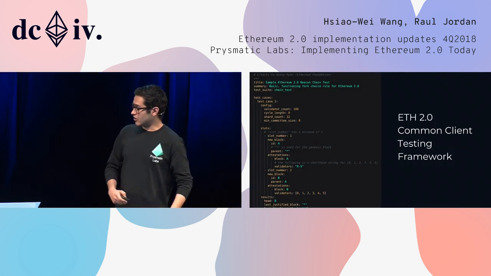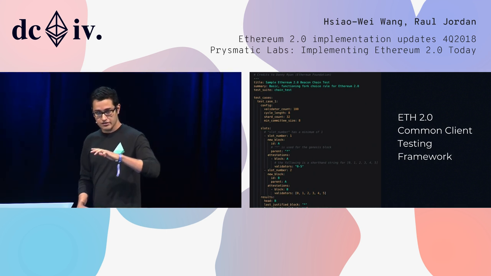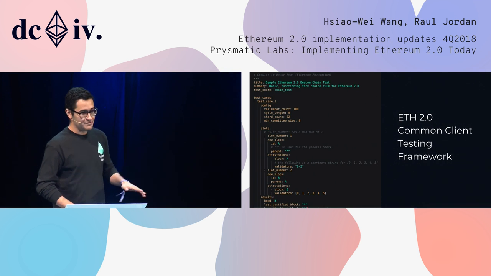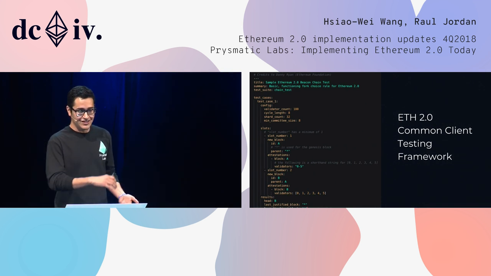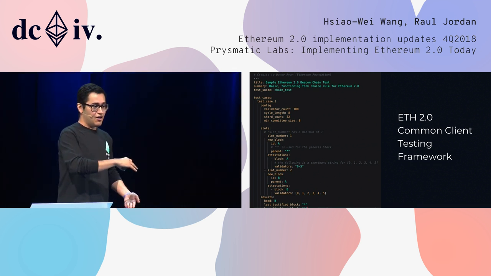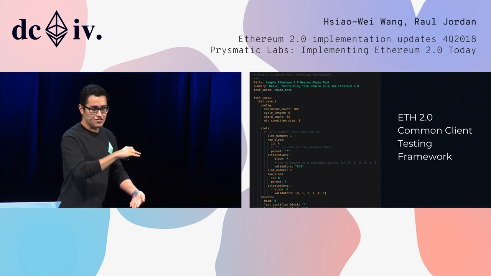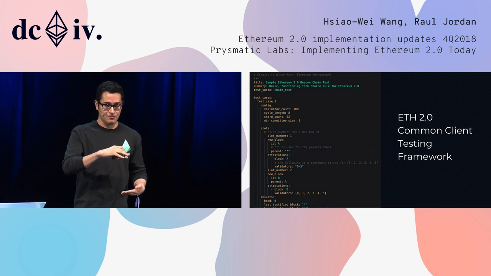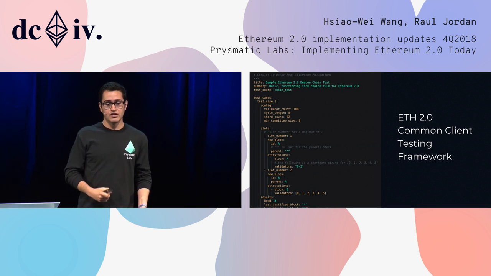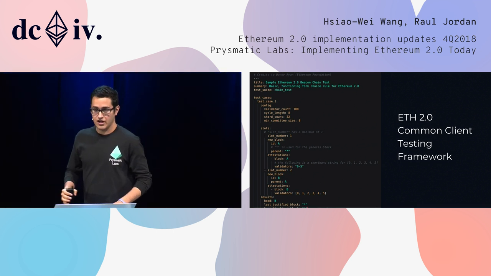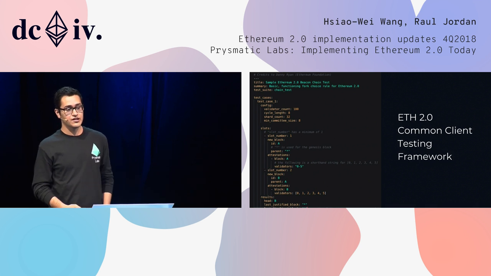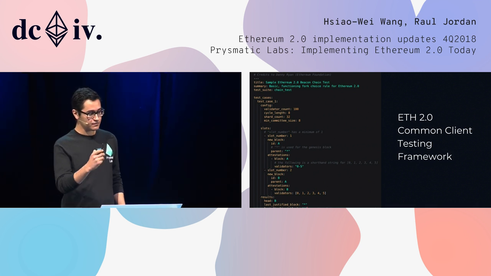Another thing is we're going to be building a common client testing framework. So we want to have a very simple format in YAML where you can specify, hey, I want to specify a test for a fork choice in Ethereum 2.0. I want to specify what happened with signature aggregation. I want to know exactly what this would look like, what the result would be, and have a comprehensive test suite so that even if people are not familiar with our client and are coming from other client teams, they can come in and test things robustly end to end.